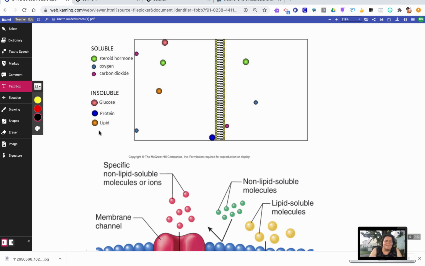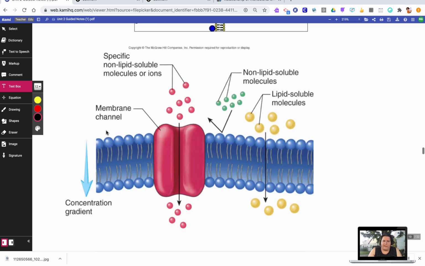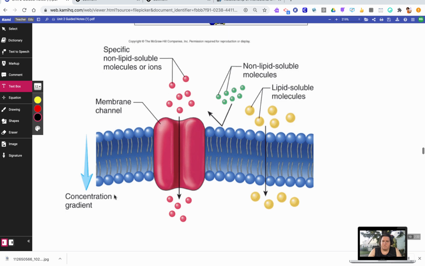Lipids, it depends on the lipid. If it's a big lipid, it's not going to be able to get through. If it's something small like a steroid hormone, it can get through. So that's the biggest difference there: size, and solubility based on polarity. Things that are nonpolar are more likely to go through, and things that are charged or polar are not likely to go through. All right. So lipid soluble molecules, it depends, especially if they're pretty small, are going to be able to pass right through.